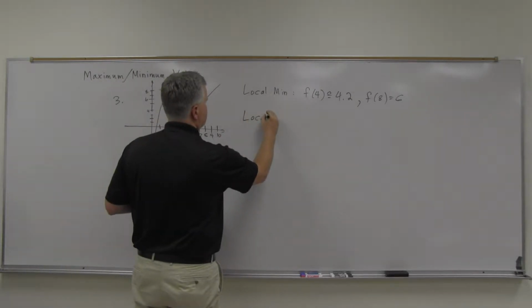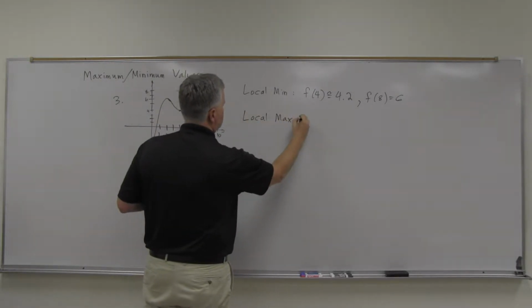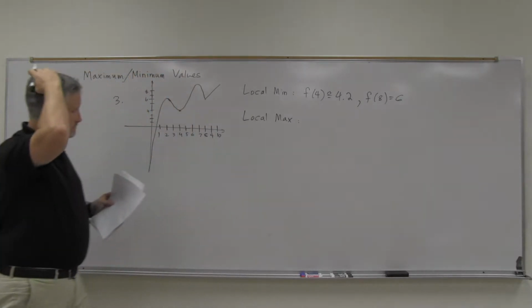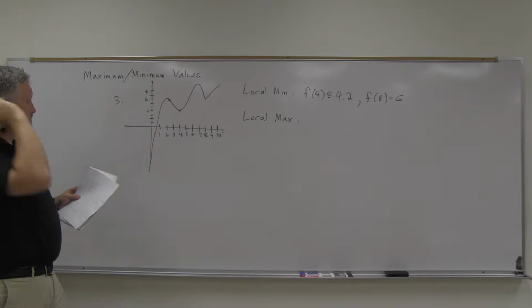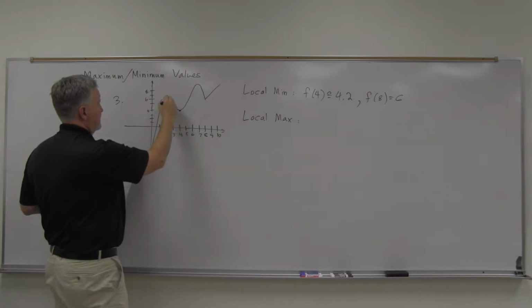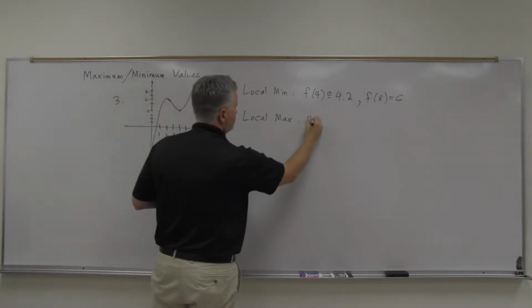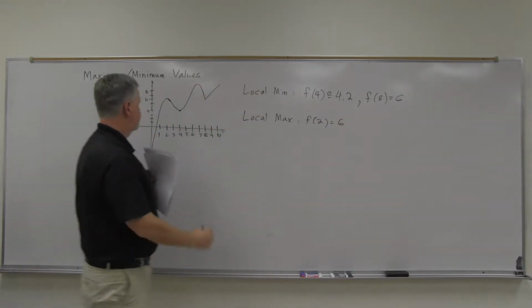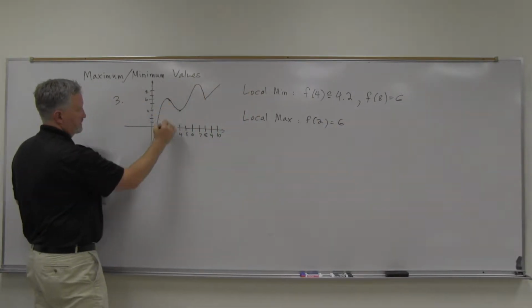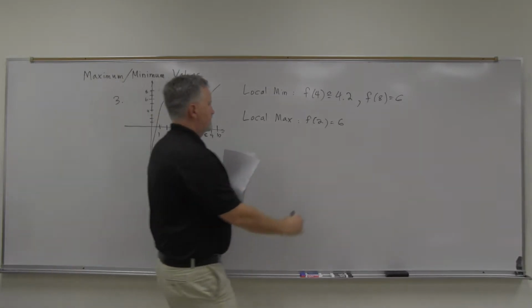Local max. I think I've got a couple of those. I've got a local max at 2, and that looks like it's also at 6. So the function value at 2 is 6. So f of 2 is 6, a local max.